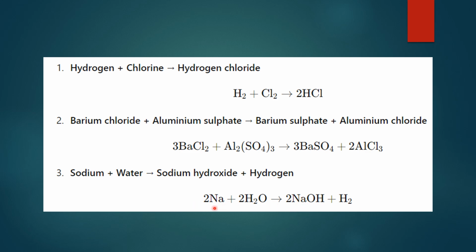See, there are 2 atoms of sodium here, 2 atoms on the right hand side. If we count for oxygen, 2 oxygens are here, 2 oxygens here. Hydrogen, if we see 4 hydrogen atoms, we do 2 multiply 2, that is 4. And here we have 2 hydrogen atoms for NaOH and 2 from H2. So 2 plus 2, 4. So everything is balanced.